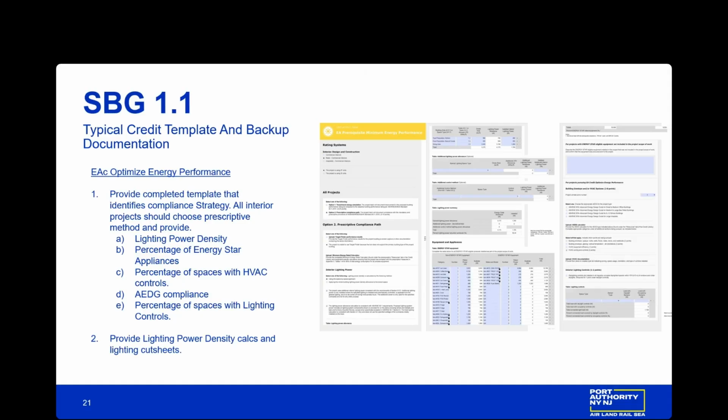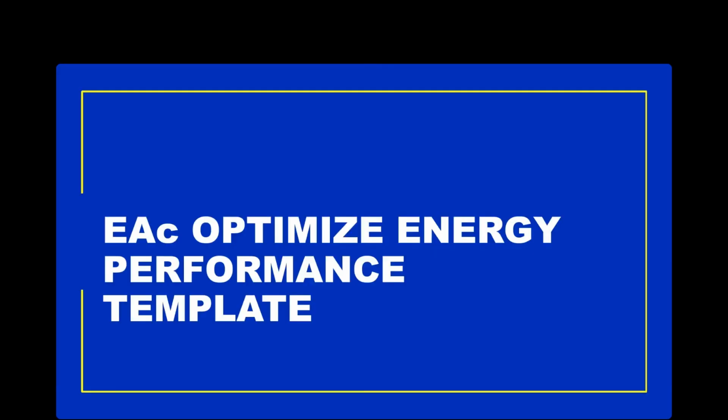Sorry. I would fill out the lighting power density calculators. I would also fill out the percentage of Energy Star appliances on the job, as it compares in wattage to the non-Energy Star rated wattage in the project for appliances. Then we move on to percentage of spaces with lighting controls, HVAC controls, AEDG compliance, and then we would submit the actual lighting power density calcs, whether it's your COMcheck, if you're in New York City, as well as your lighting cut sheets.